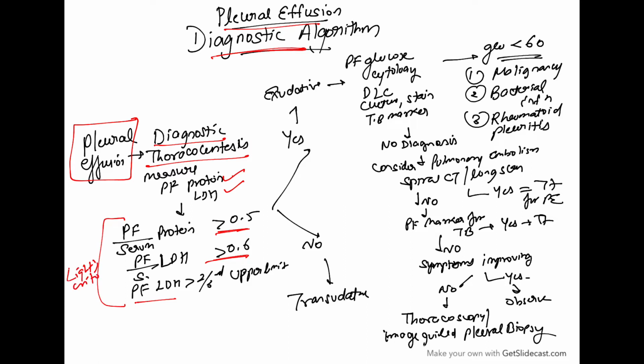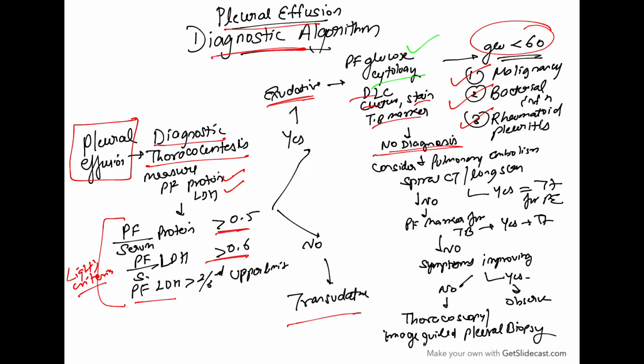If any one of them is present, then it is an exudative pleural effusion. If not, then it's a transudative pleural effusion. In case of exudative pleural effusion, we need to see the glucose level, the cytology, the DLC, the culture and staining, and TB markers. If the glucose is less than 60, then it could be because of malignancy, bacterial infection, or rheumatoid pleuritis. Now, if none of this, no diagnosis could be made.